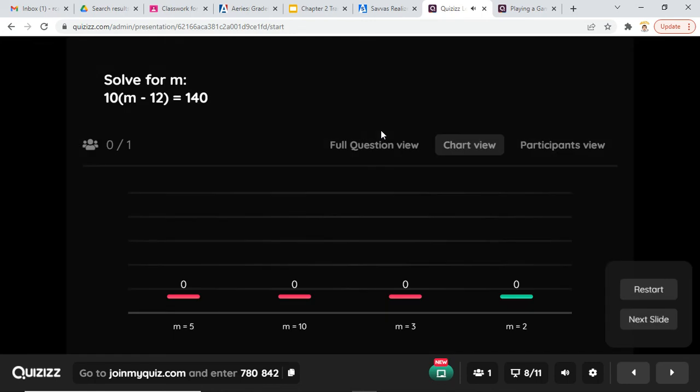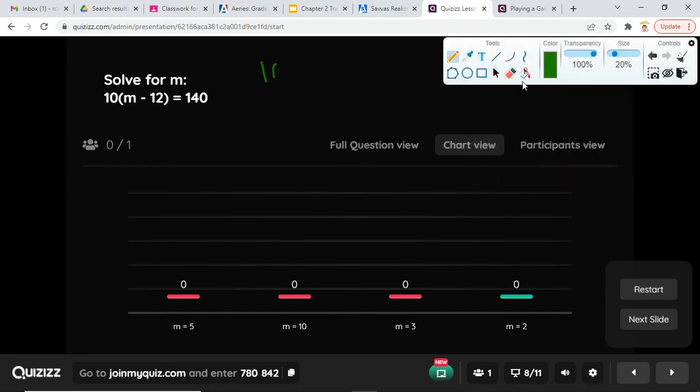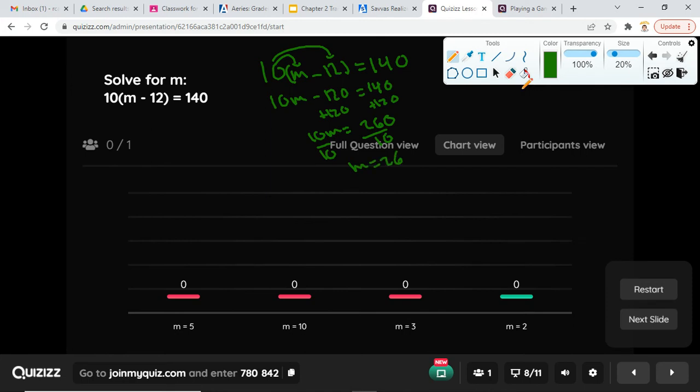All right, let's see what this one should be. I have 10 times M minus 12 is equal to 140. So I'll distribute my 10 to both of these numbers. I get 10M minus 120 is equal to 140. By adding 120 to both sides, I get 10M is equal to 260. And by dividing by 10, I get M is equal to 26. So M is equal to 26 should be the answer on this one.